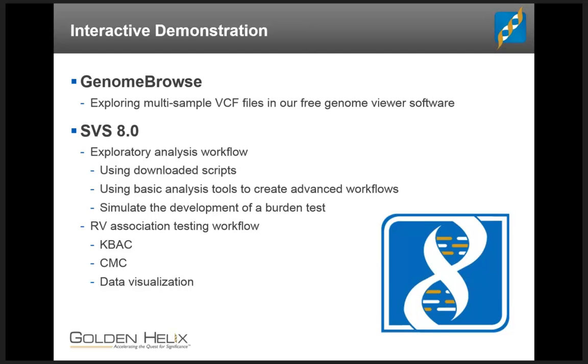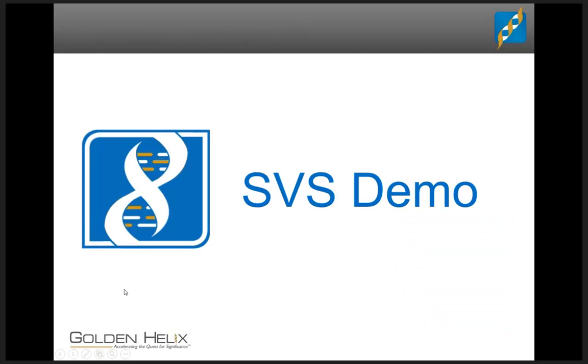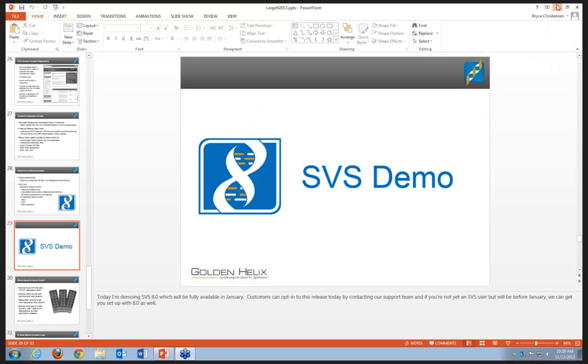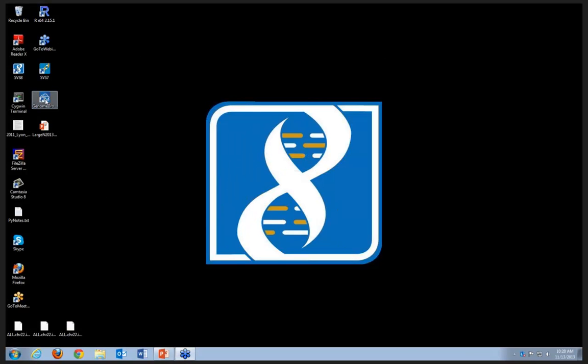burden tests. And once we've gone through that, we'll move over to a different project and walk through a project that's had a KBAC analysis done and a CMC analysis. Take a look at those, find out more about how they work, what the workflows are like, and take a look at the results. So with that, we'll go ahead and shut down PowerPoint for a minute and open up GenomeBrowse.